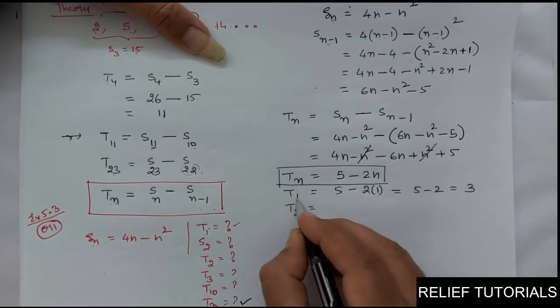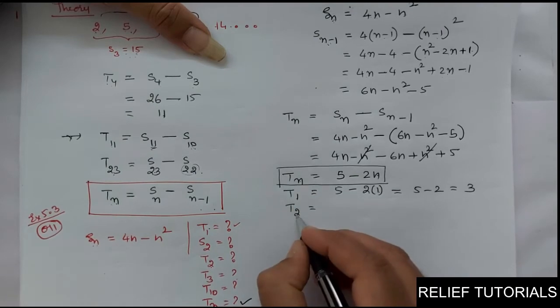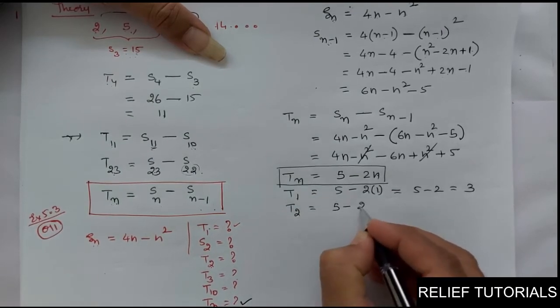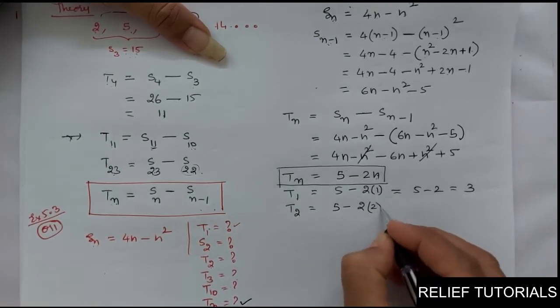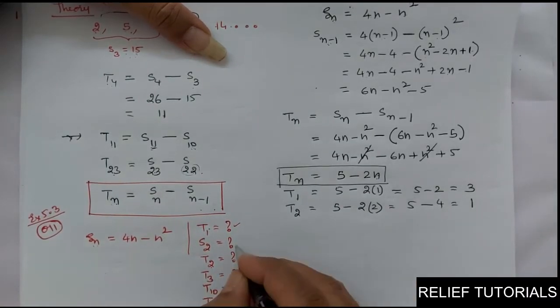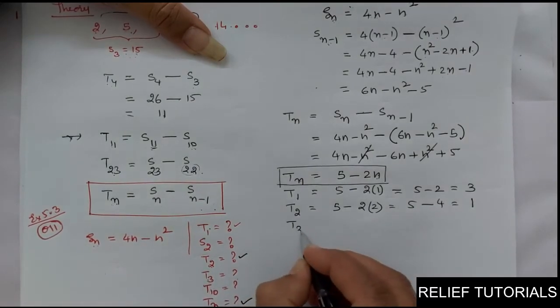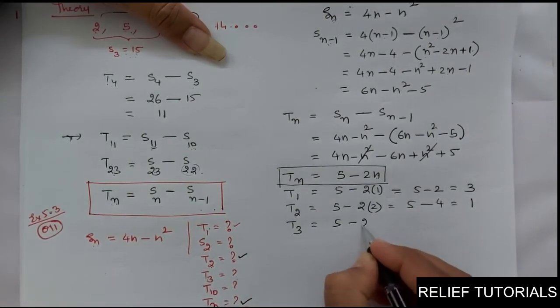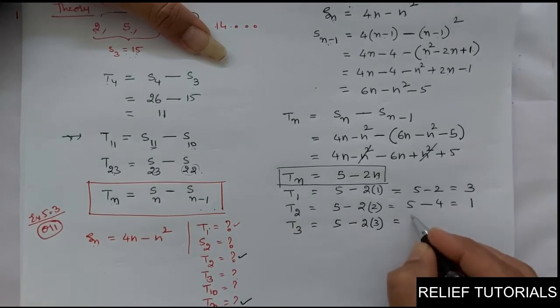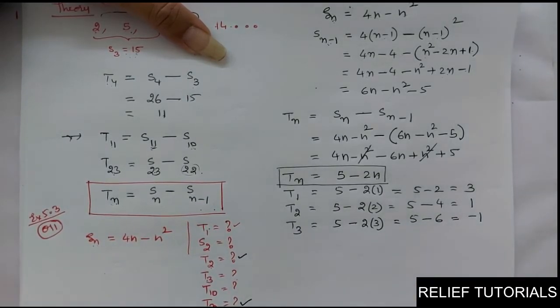So where in place of n you have written 1. So here also in place of n you have to write 1. Now in place of n you have written 2. So 5 minus 2 into, in place of n, 2. 5 minus 4. So that is equals to 1. So we got T2. Now we find T3. T3. So 5 minus 2 into 3. So that is equals to 5 minus 6. So that is equals to minus 1.